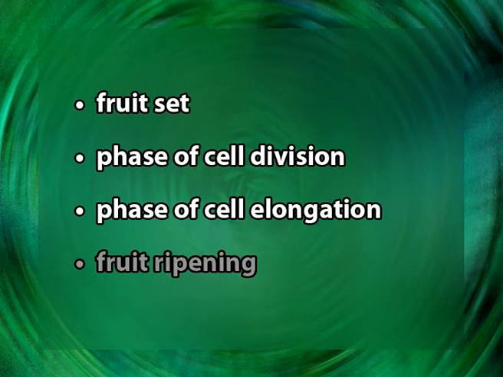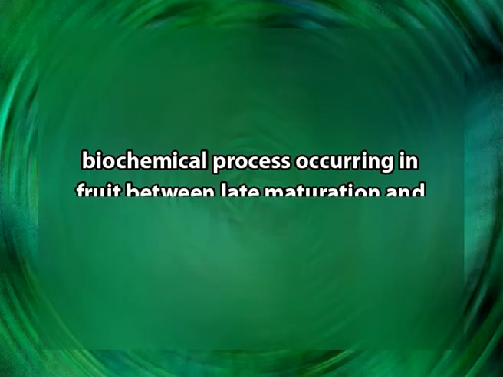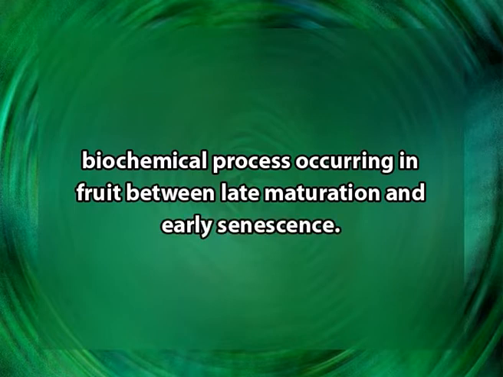Fruit ripening. The last phase, that is fruit ripening, has been well studied because of its importance in fruit harvest and storage. Ripening represents the shift from the protective function to the dispersal function of the fruit. Ripening is a biochemical process occurring in fruit between late maturation and early senescence.